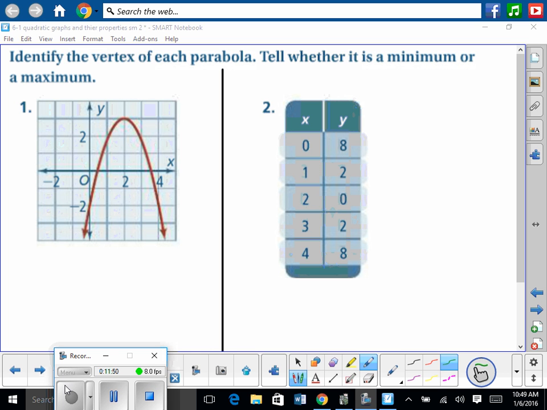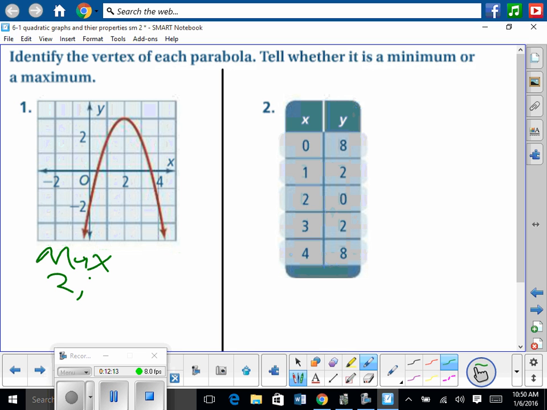Okay, so I think that they're both maximums. This one's a maximum, and the vertex on it is at the highest point. That's it. 2, 3.